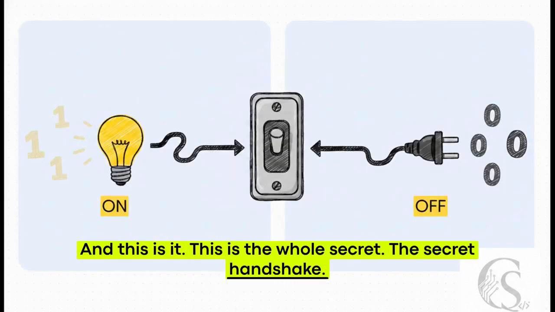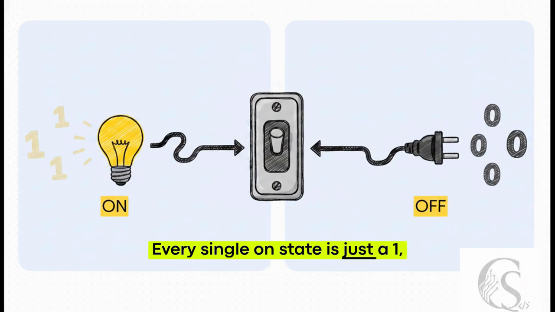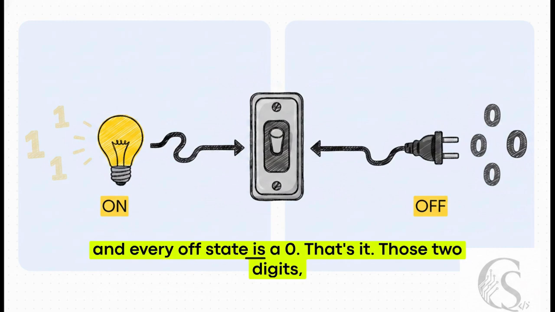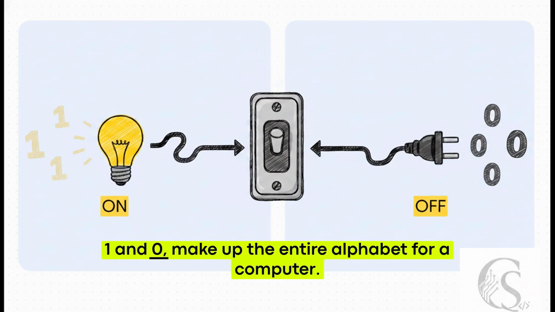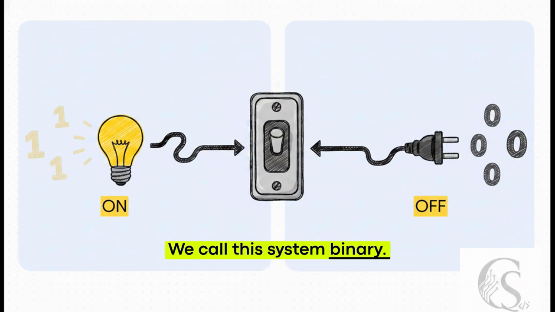The secret handshake. Every single on state is just a 1, and every off state is a 0. That's it. Those 2 digits, 1 and 0, make up the entire alphabet for a computer. We call this system binary.